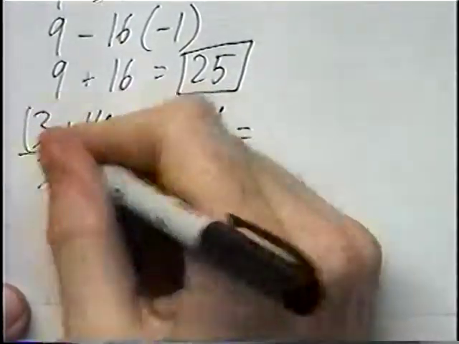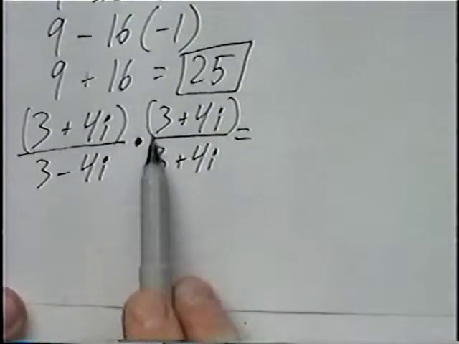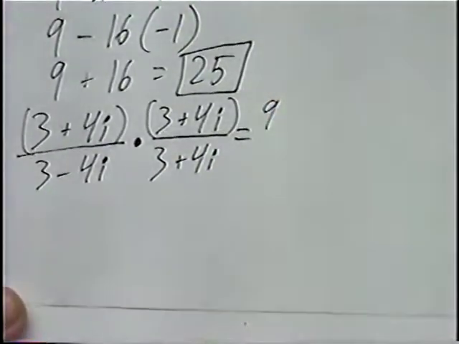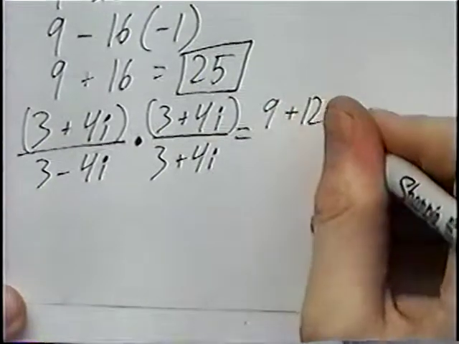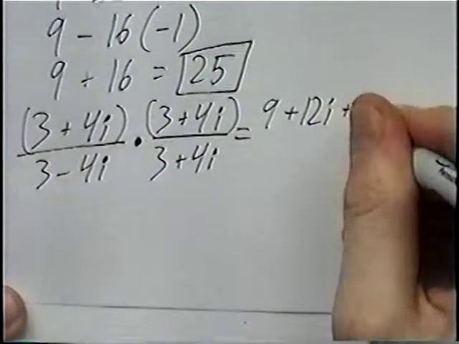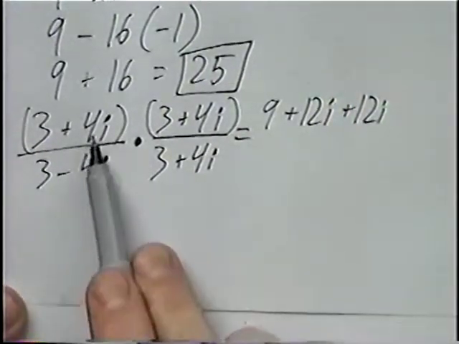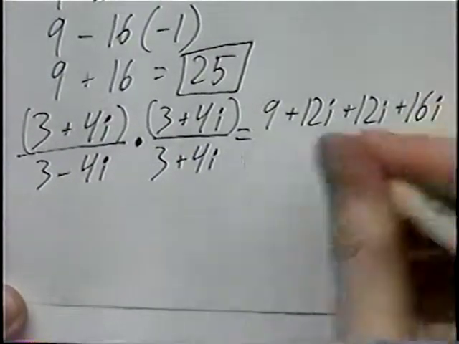Multiplying the numerators, we can multiply using FOIL. 3 times 3 would be 9. 3 times 4i would be 12i. 4i times 3 would be 12i. And 4i times 4i would be 16i squared.